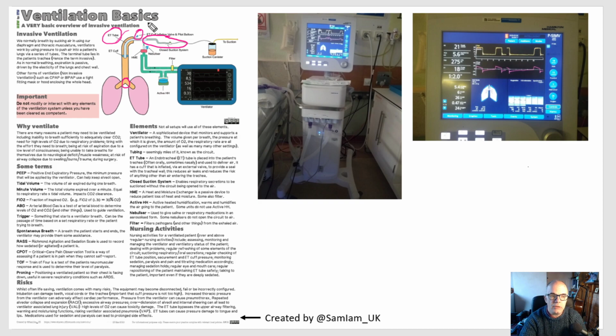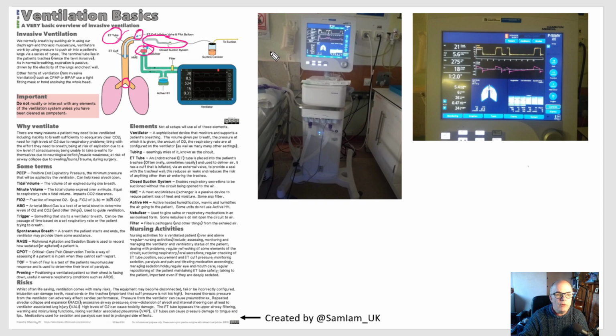So the closed circuit suction basically means that we don't have to break the circuit. We can suction them without doing so, and these patients will require frequent suctioning, so that's quite important as well. Then, beyond that, you will have the HME filter, a heat moisture exchange filter. It's doing literally what it says on the tin. It's exchanging heat and moisture, trying to keep those secretions nice and moist. Sometimes they're going to be humidified as well. That varies from trust to trust and from patient to patient. But these are very much the basics of the ventilator.